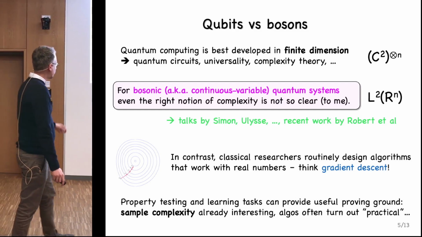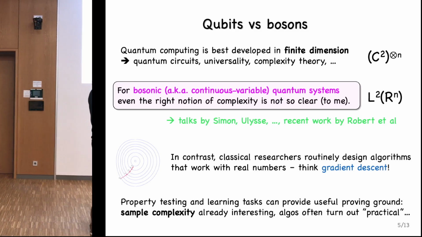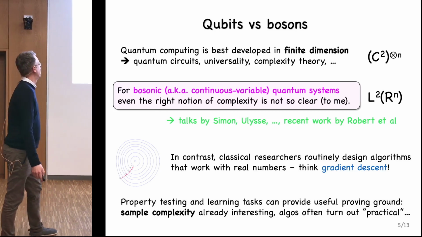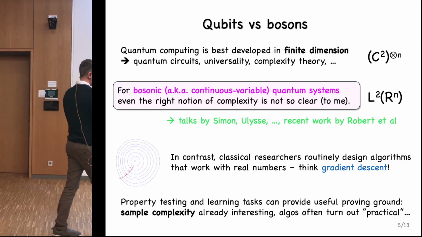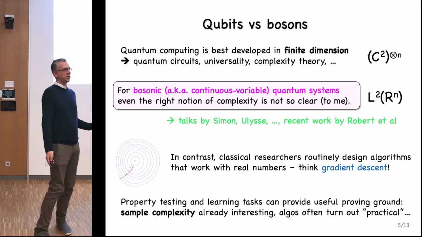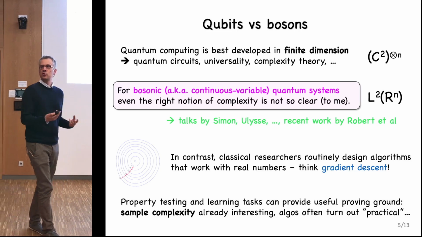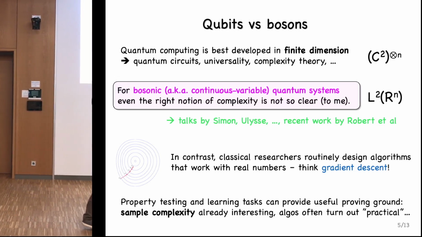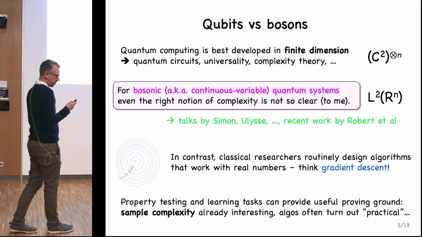Okay, so maybe all this is to motivate that we want to study property testing for continuous variable systems. And I think property testing and learning tasks are maybe interesting because there we can focus on coarser quantities like sample complexity, and they're already interesting because everything's infinite dimensional, and it's not so clear what the right answers are. I mean, not that they are in finite dimensions, but here I think it's a nice proving ground for these questions.